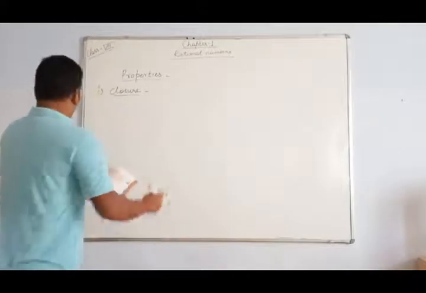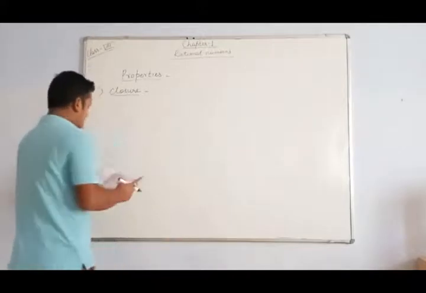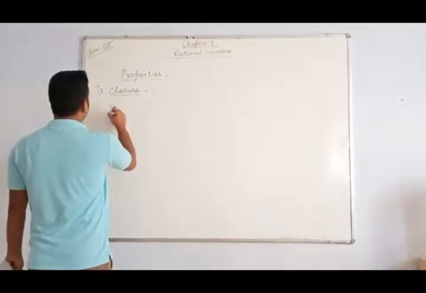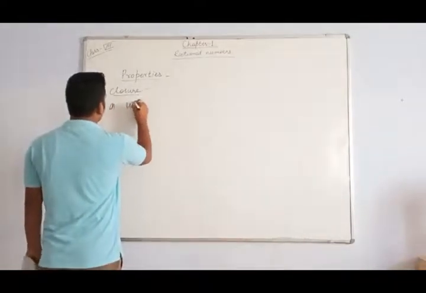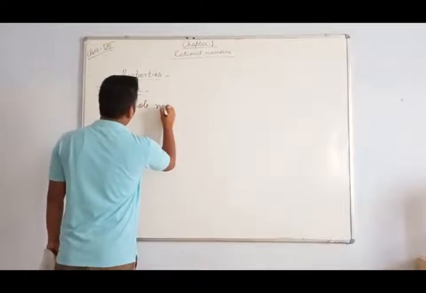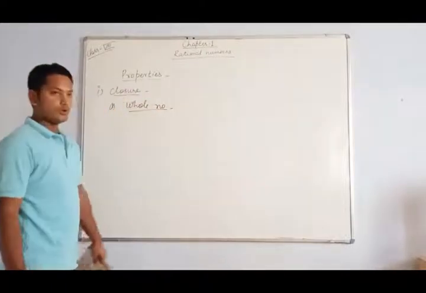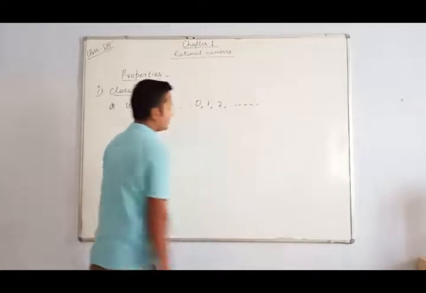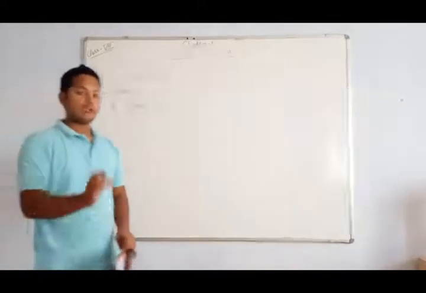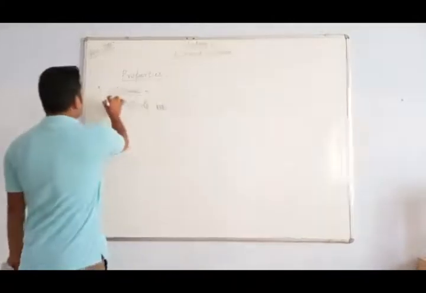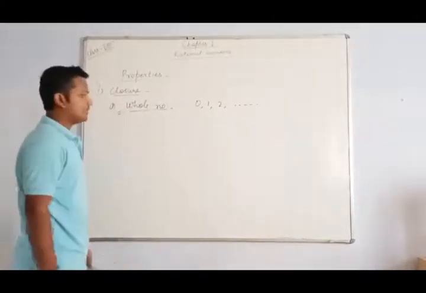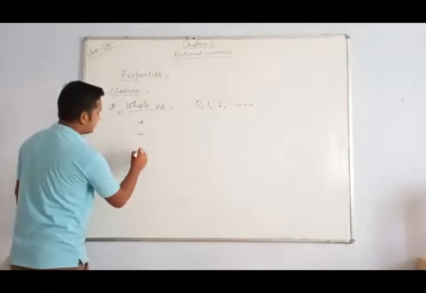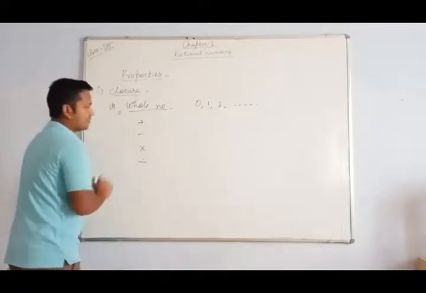2, let's say for the whole numbers at first. So what are the whole numbers? The numbers starting from 0, 1, 2, 3 and so on, these are whole numbers. Okay, so I will check whether the set of whole numbers is closed under 4 types of operation: addition, subtraction, multiplication and division.